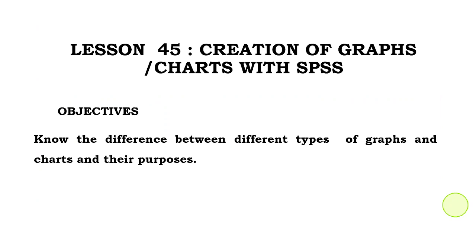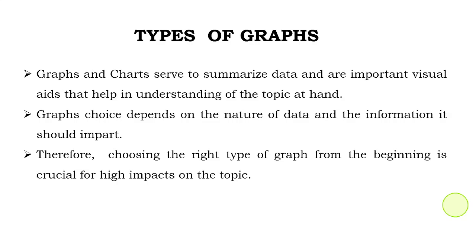We are meeting in lesson number 45, which is about the different types of graphs and charts. Graphs and charts are very important because they help in summarizing the data and are very important visual aids that help in understanding of the topic at hand. The choice of graph depends on the nature of the data and the information it should impart. Therefore, choosing the right type of graph from the beginning is crucial for high impact on the topic.